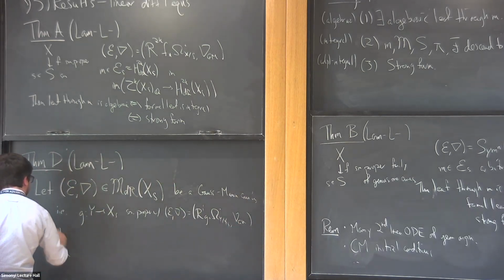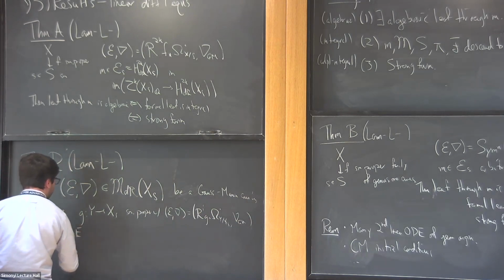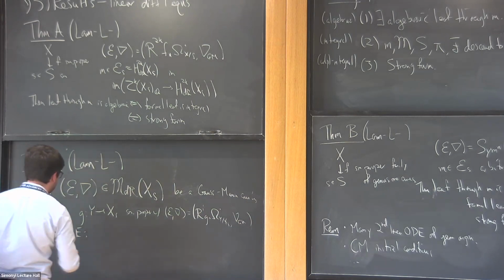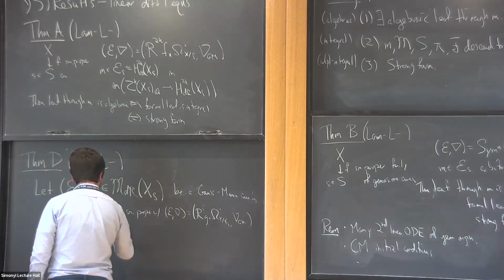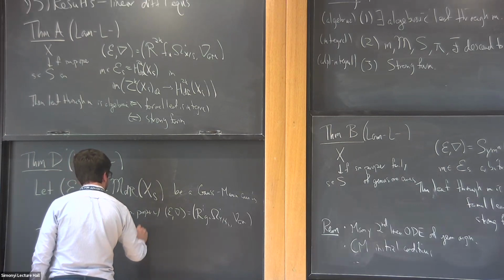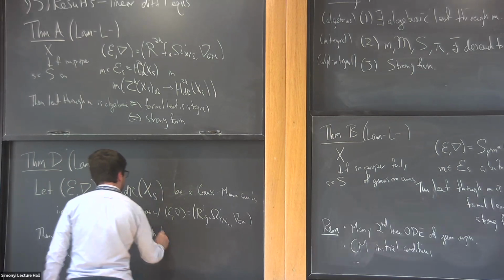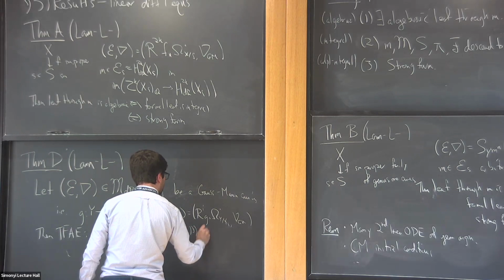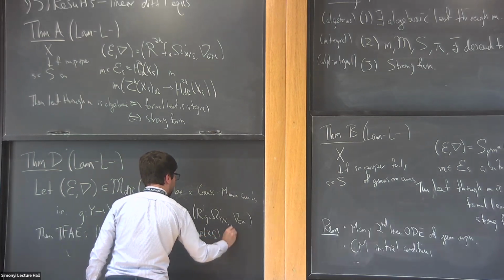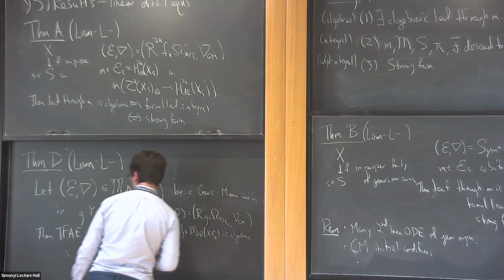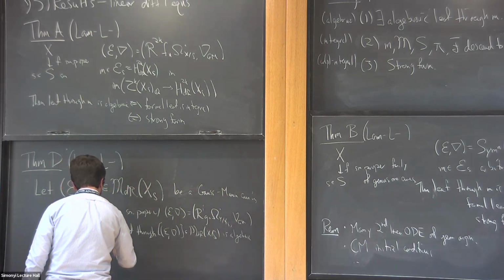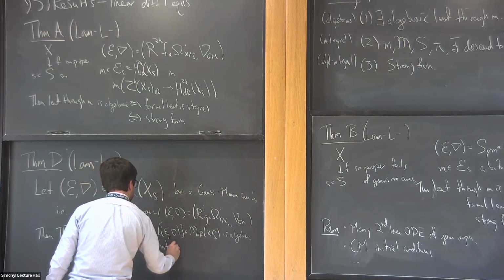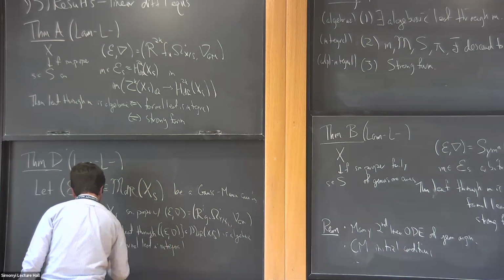Then the theorem is that the following are equivalent. So if you'd like, I have now specified a point of the moduli space, and I'd now like to understand the algebraicity of the leaf through that point. The theorem is that the following are equivalent. One, the leaf through this point, (E, ∇) and its point in the moduli space, over S is algebraic. Two, the formal leaf is integral, and three, strong.